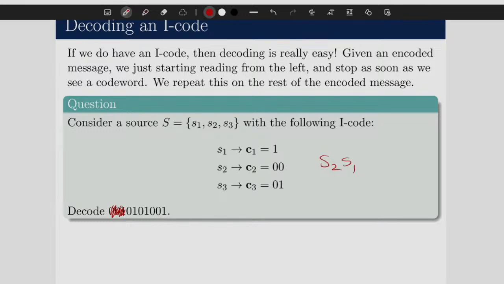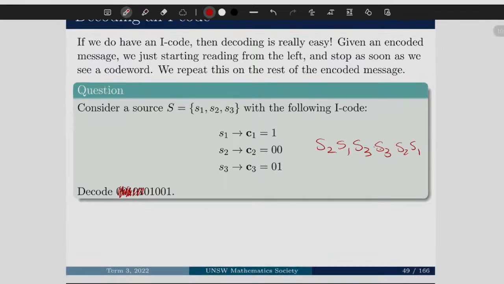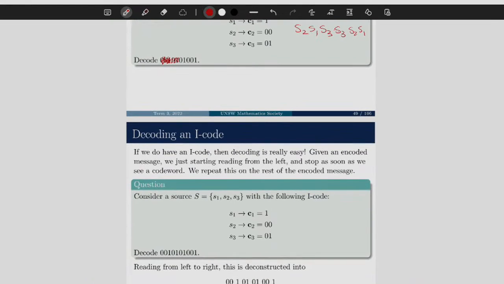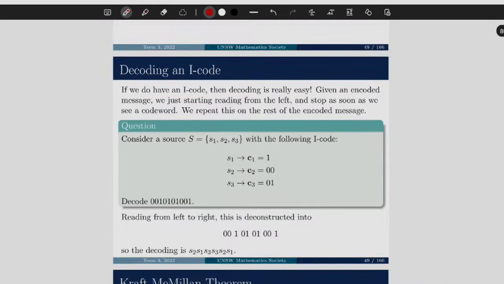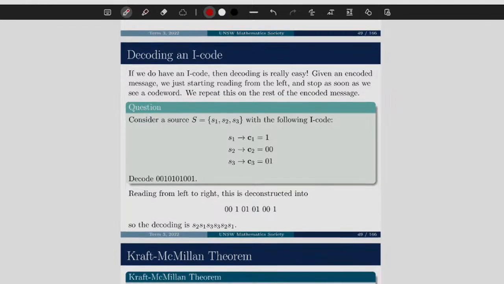0, is that a code word? No, but 0, 1, yes. And then you essentially do that on and on until you reach the end, which is going to end up with S3, S3, S2, S1, so 2, 1, 3, 3. And that's this deconstruction here. Very clear, and easy, I guess, to say. But that's just that simple decoding using instantaneous codes.